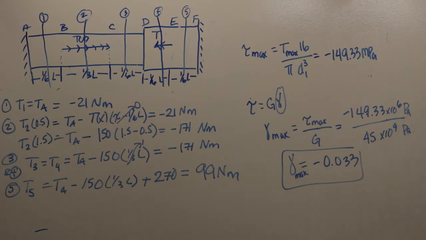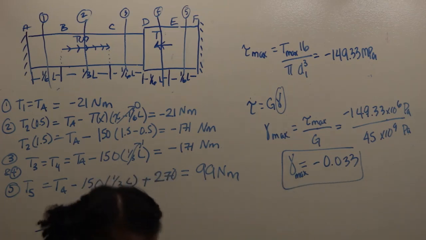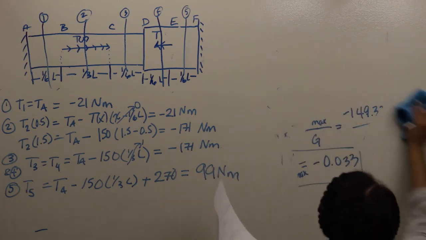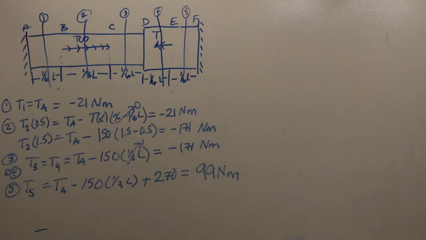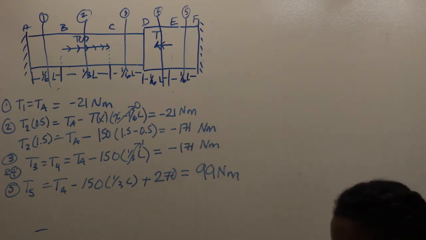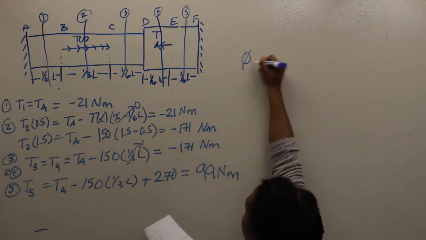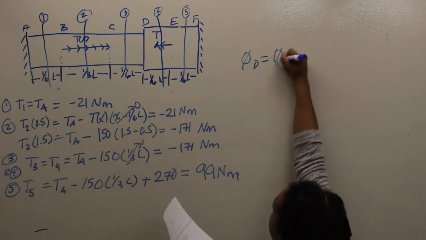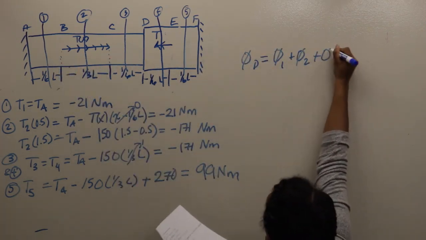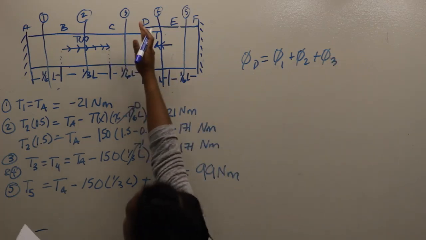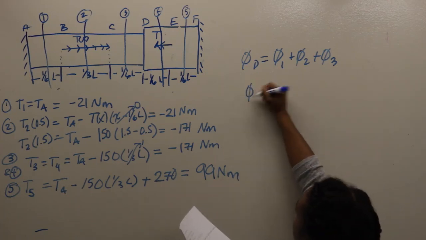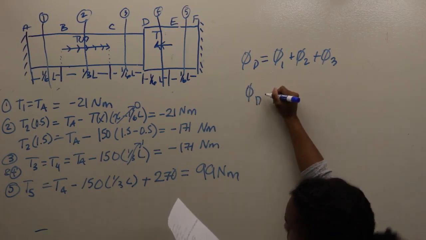And for the last one, we need to find the angle of rotation at D. In the beginning, I said we're going from the left to the right. Since we're going from the left to the right, the angle of rotation at D equals the angle of rotation at the first cut plus the angle of rotation of the second cut plus the angle of rotation of the third cut, which actually ends at D on the interval.